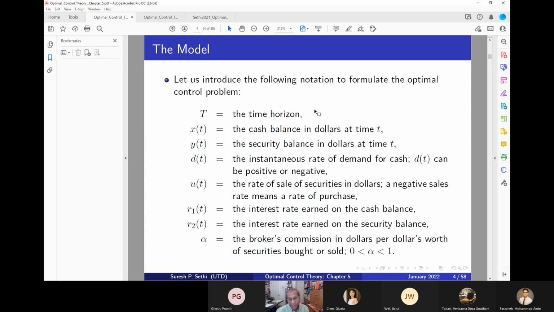So let's assume T to be the time horizon. XT is the cash balance in dollars at time T. YT is the security, which could be a bond, could be a savings account, which earns some interest. We are not looking at stocks, which have a lot of uncertainties. If you start investing in stock, then we're going to go to chapter 12. Right now, we don't do that.